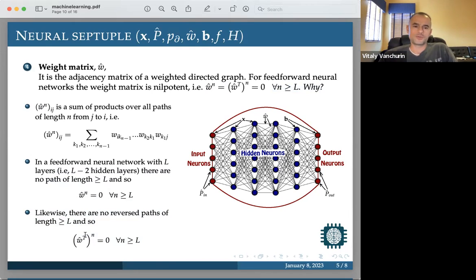Now it also holds for the transpose matrix. Think about the transpose matrix: it is again a graph, a directed graph with the directions now pointing backwards, from the output layer to the input layer. So the same thing will hold.